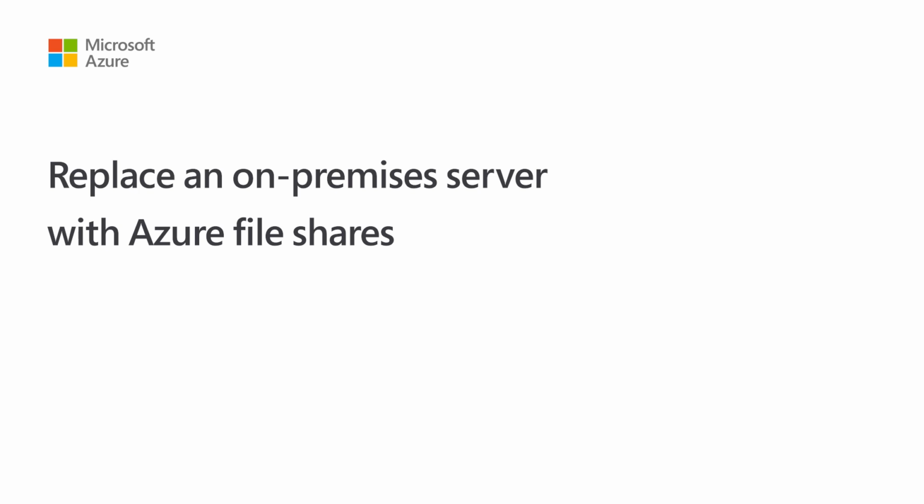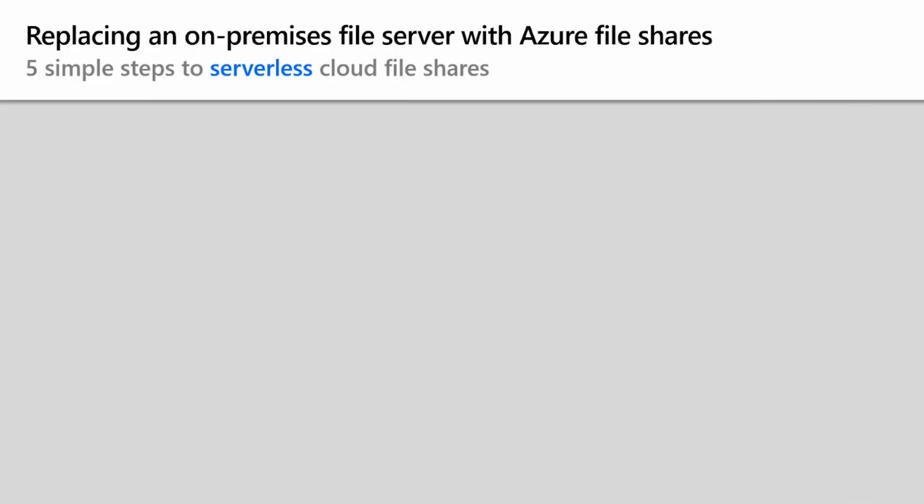In honor of Ignite, let's talk about one of the key features that was released for Azure Files over the last year: the ability for an Azure file share to be domain joined to your on-premises Active Directory domain. This enables you to replace an on-premises file server with Azure file shares. This can be done in just 5 simple steps, and actually, only the first step is really required.